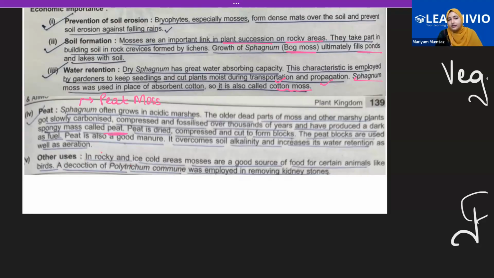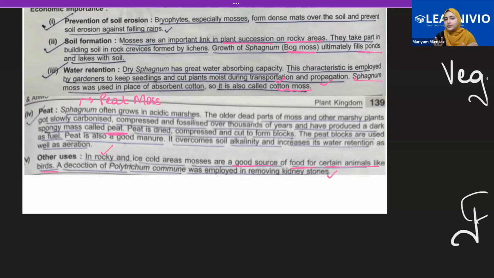Other uses: in rocky and ice-cold areas, mosses are a good source of food for certain animals like birds. A decoction of Polytrichum, which is the name of a bryophyte, was employed in removing kidney stones as well. So it has medicinal property. It becomes a good source of food for other organisms. It is a source of peat. It prevents soil erosion. It helps in the formation of soil, and it has great water holding capacity.